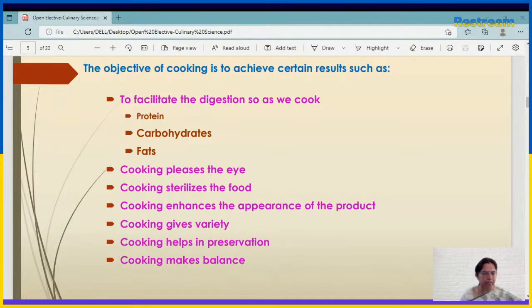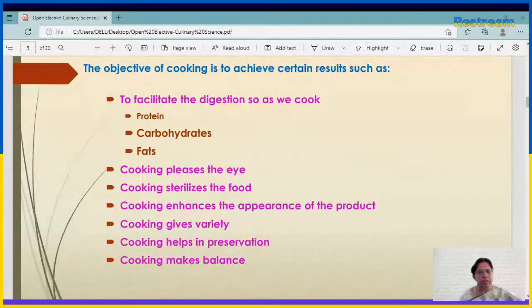Then in carbohydrates, as I said earlier, starch or fiber is greatly affected by moist heat, and this is first converted to soluble form, and it is sweetest in flavor. Then fats. If we heat them at a very high temperature, fat undergoes partial decomposition into fatty acids and glycerol. And then cooking pleases the eye. That's what we said. Appearance is good, it is palatable, it is appetizing.